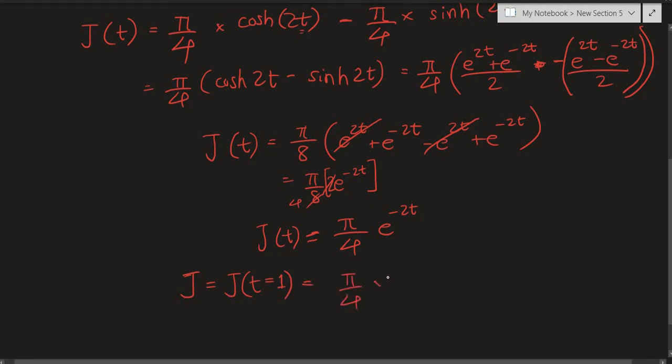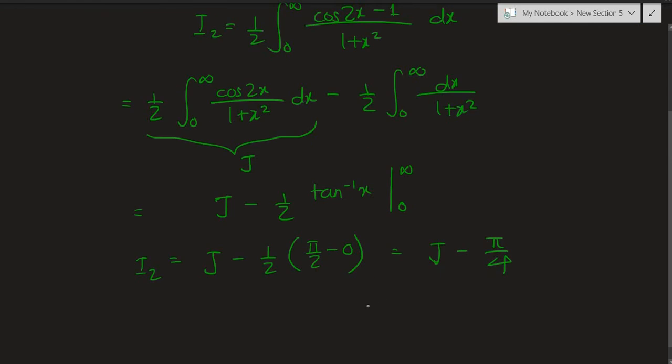Pi over 4 times, when t is 1, e raised to negative 2, that will be pi over 4 e squared in the denominator. So we know our J, we can plug this in our expression for I2, because J popped up during I2. So let's go back to that. So we know J now. So I2 is nothing but pi over 4 e squared minus this pi over 4. Fine, we know our I1, we know our I2 finally.